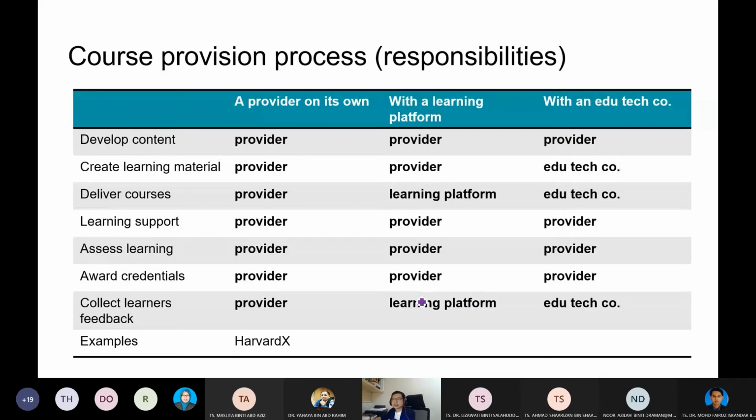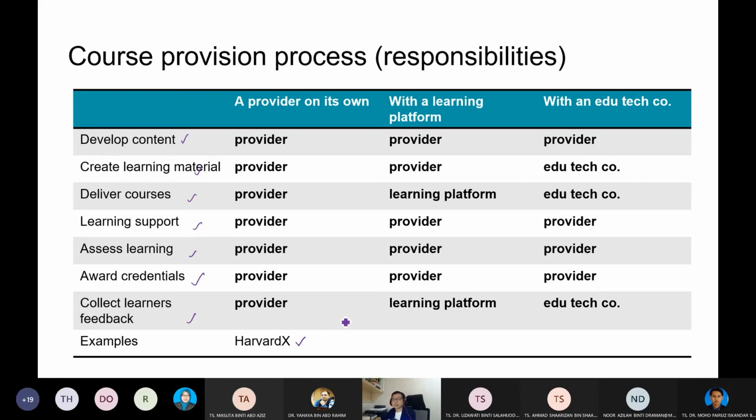Okay. So provision process, macam mana kita nak provide micro-credentials ni? Ada macam-macam cara. Satu ialah provider, university buat semua. Dia develop content, material, develop course, develop support, learning, semua award credentials, okay, semua dia buat online. Biasanya yang buat itu ialah HarvardX. Tadi kita tengok kan. So satu lagi ialah cara with a learning platform.